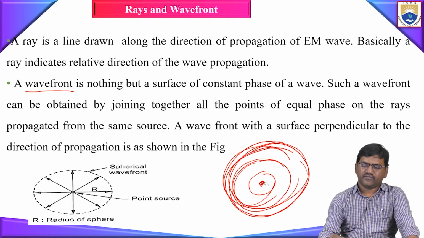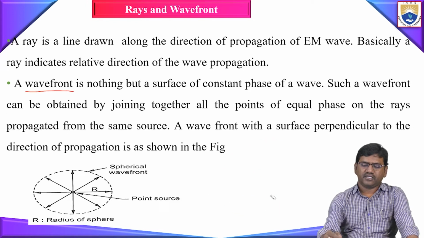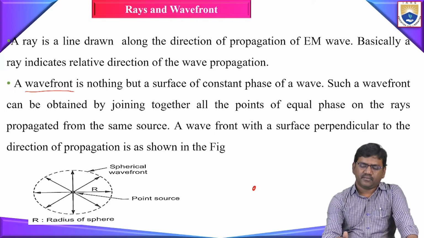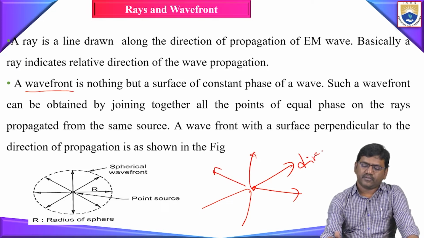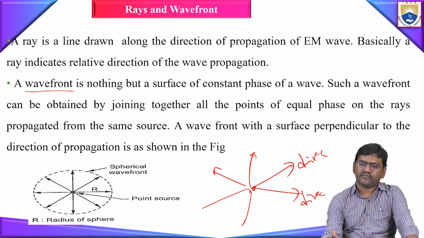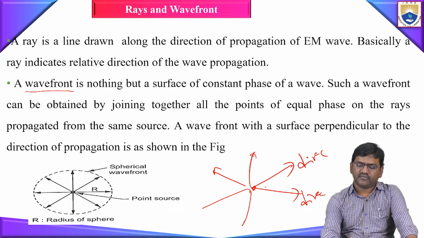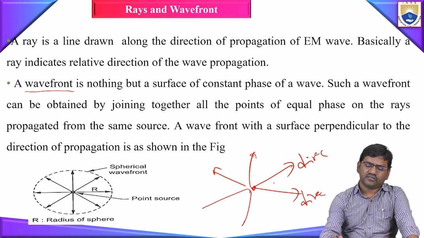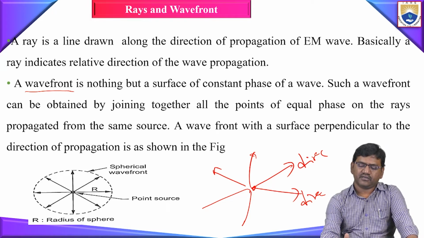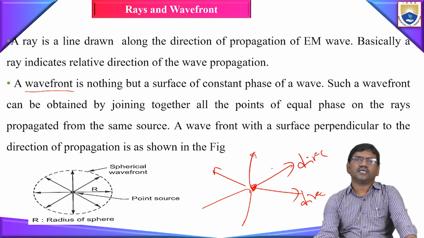A wavefront with a surface perpendicular to the direction of propagation is shown in the figure. See here, there is a point source in the diagram. The point source is producing rays in the direction of propagation of the wave. The direction of propagation of the wave and the wavefront surface are perpendicular to each other.